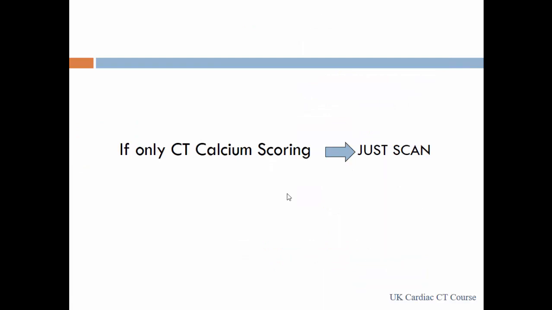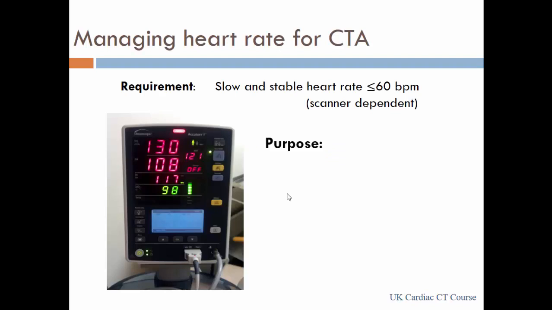If it's for a coronary angiogram as well, then we have to ensure that we know what the heart rate of the patient is, and that it is below 60 beats a minute, or whatever the cutoff value for your particular scanner is. This cutoff value of 60 depends on the scanner. But for most scanners, it is still 60. Some are now able to scan prospectively with a heart rate of 65 or even 70.